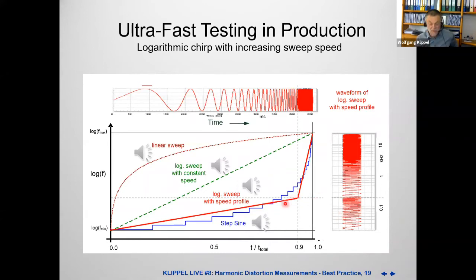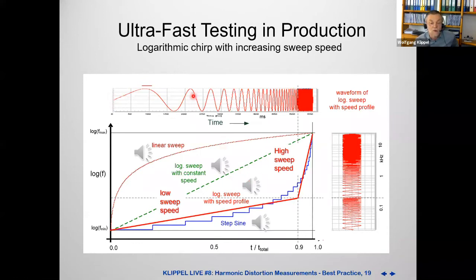So we have more or less something like that. At lower frequencies we have the low sweep speed, and then maybe 10 times. That's just what is correct. So we are here a little bit too fast, here a little bit too slow, but this is a good approximation. We are much better than with one logarithmic chirp. So that's the whole idea.